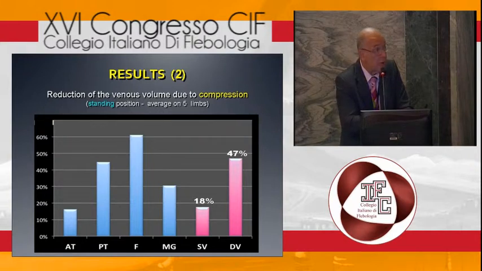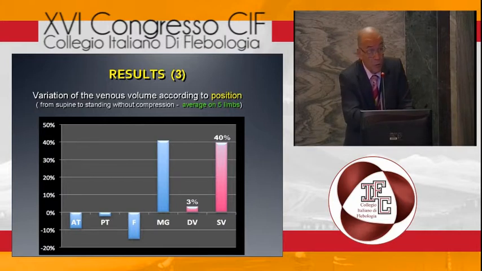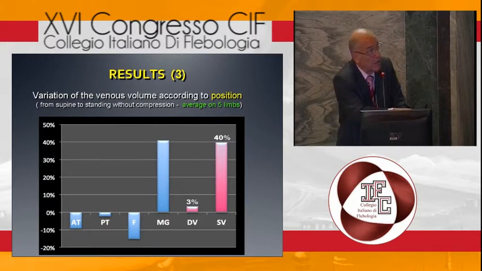So it is confirming the first patient. Second, what is the modification of anatomy of the vein according to the position? If you go from supine to standing without compression, it is an average on 5 limbs. You can see, of course, that if you go in standing position, you will increase the diameter and the volume of the superficial vein, which is well known, and you will not modify a lot the overall deep vein system. It's a little bit increasing in the gastrocnemial and lowering in the fibula.